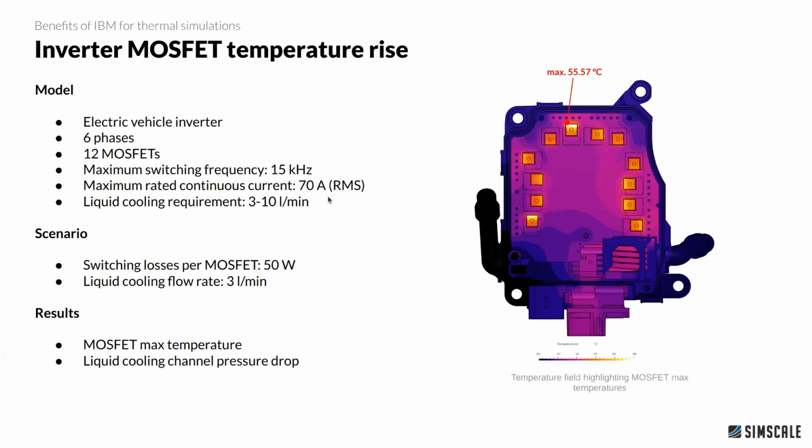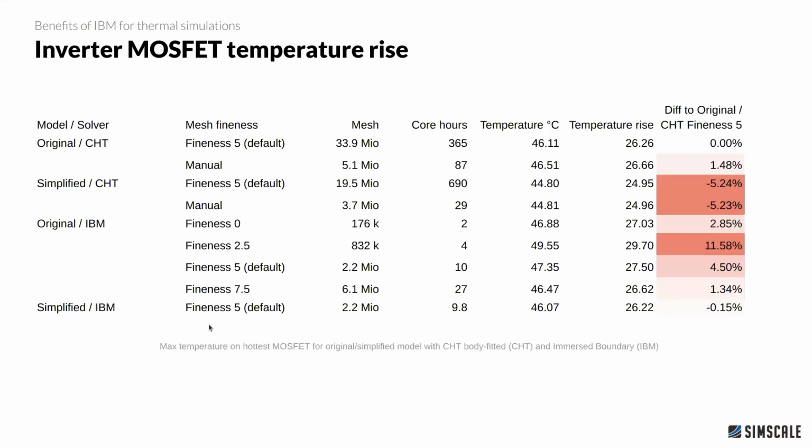So in the inverter case, here we see a 12 MOSFET inverter with a liquid cooling channel where we want to see the max temperature and the liquid cooling channel drop. I did such a study. So what this means is I ran on the original model and on the simplified model both the CHT body fitted solver and the immersed boundary solver.